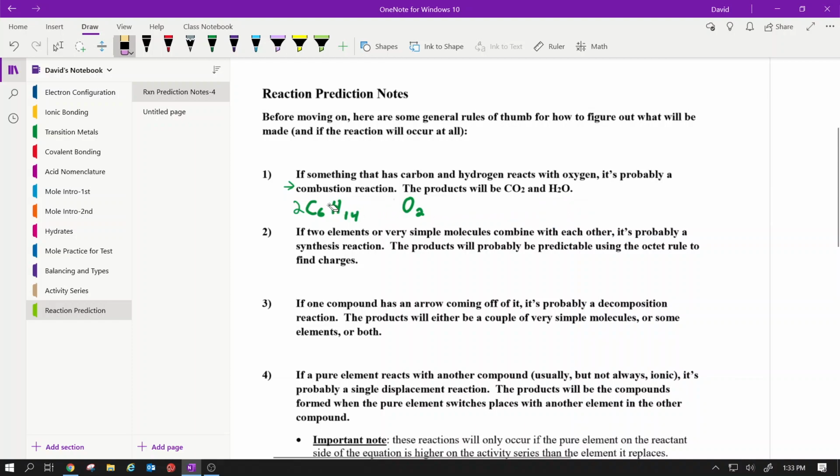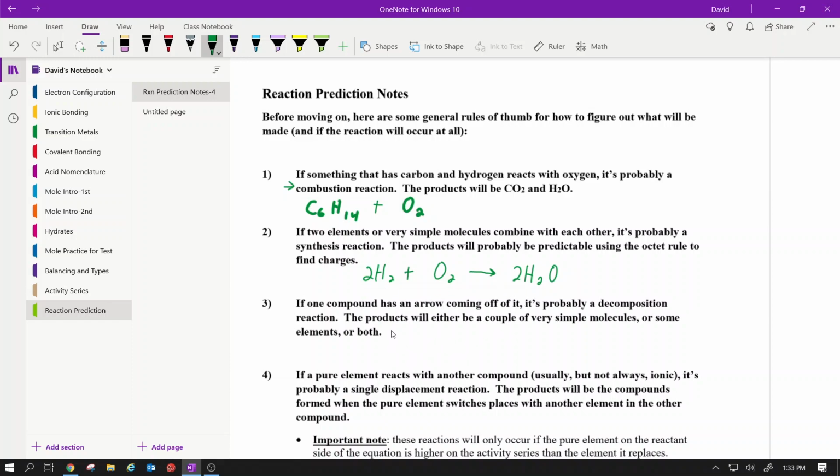So again, combustion. Hey, two elements are very simple molecules. It's probably synthesis. Hydrogen and oxygen, and we're going to end up making water out of that. Okay, got to put a 2 there, got to put a 2 there to balance it. But again, that's synthesis. I started off with 2, I finished with 1.